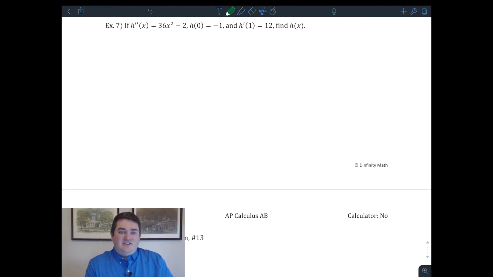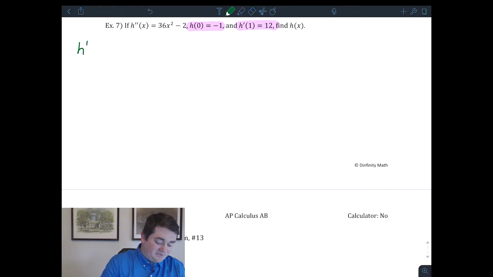Example 7 says if h double prime of x is 36x squared minus 2, h of 0 is -1, and h prime of 1 is 12, find h of x. So I'm sitting here at the second derivative, and I want to work my way up to the original function. This is going to require 2 antiderivatives, and because I was given 2 initial conditions, I can solve for c at both steps. So I'm going to be able to find h of x without any plus c's.